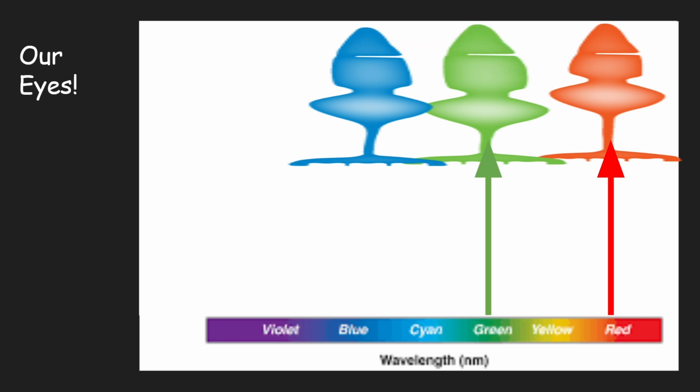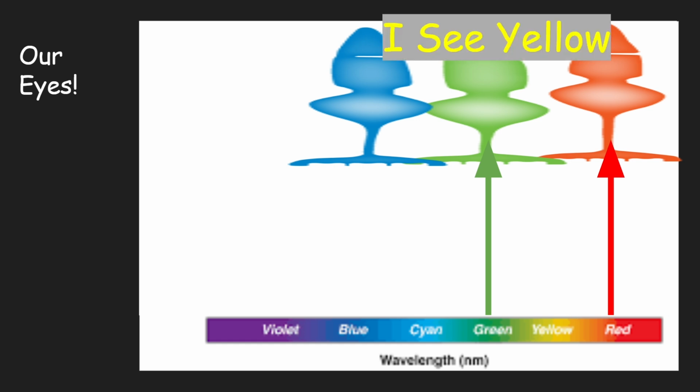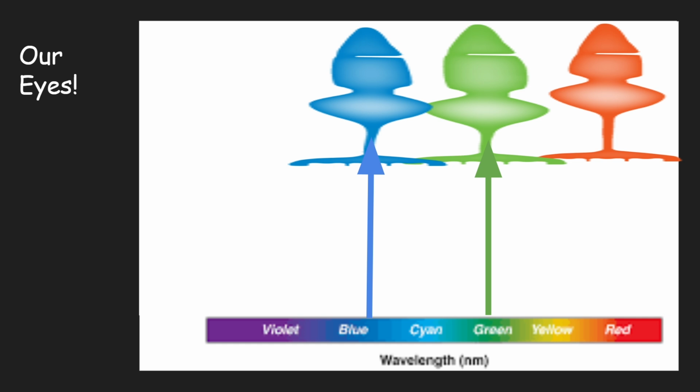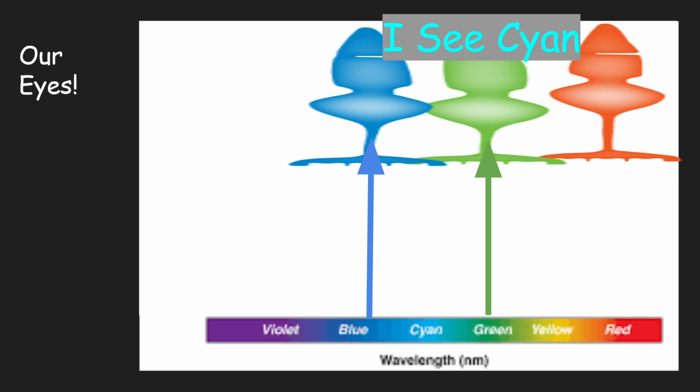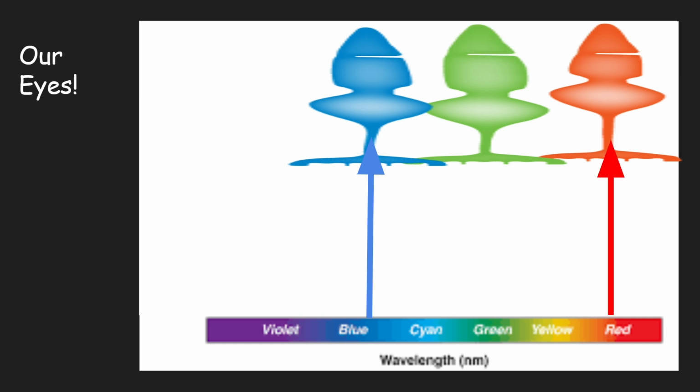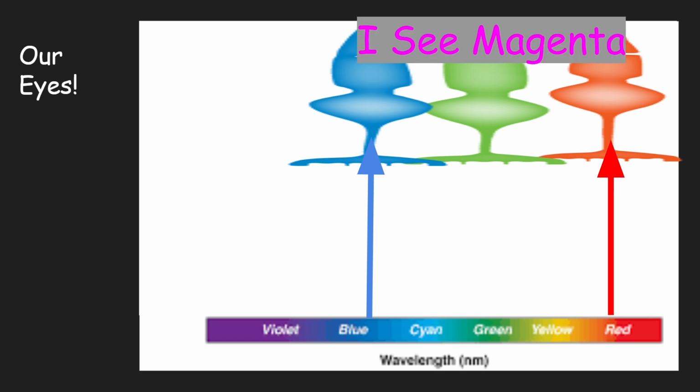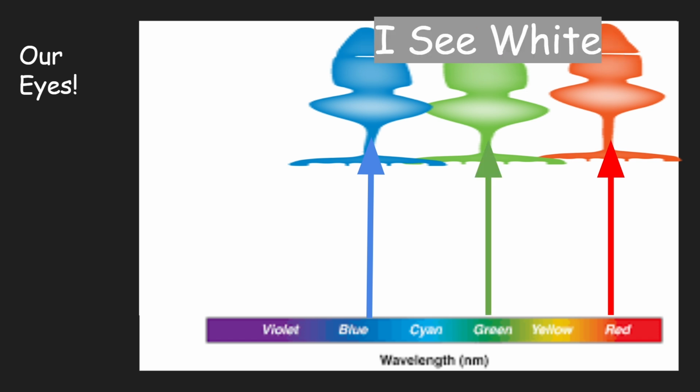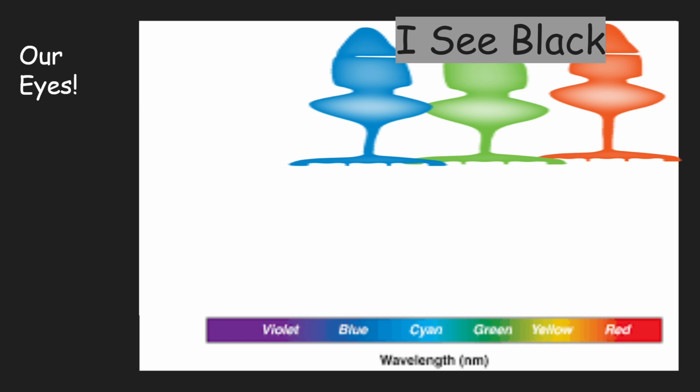If we trigger the green and red cones, we will see yellow. That's a secondary color. Then when blue and green get triggered, we see cyan, another secondary color, and when blue and red get triggered, we see magenta, the third secondary color. Blue, green, and red being the primary colors. Finally, if all three cones get triggered, then we see white light, and if nothing gets triggered, we see black. And those are the keys to this concept builder.